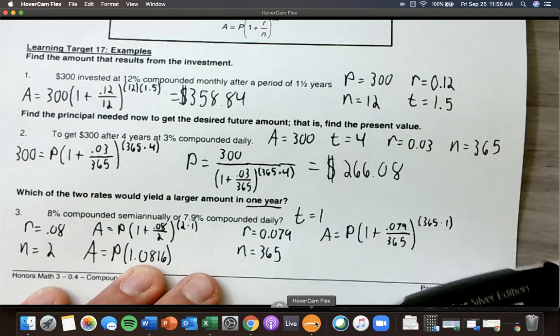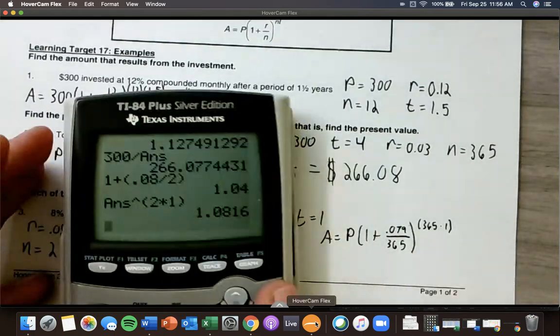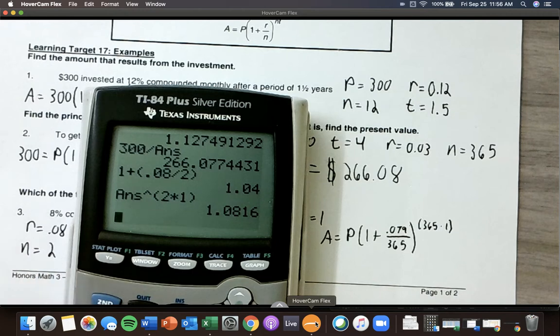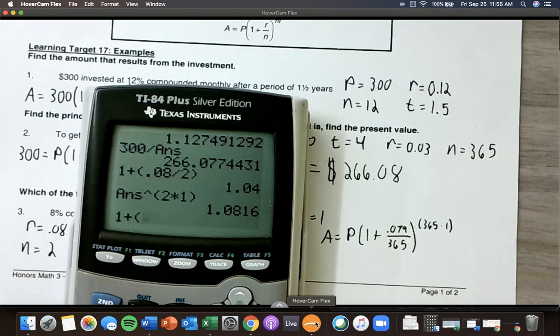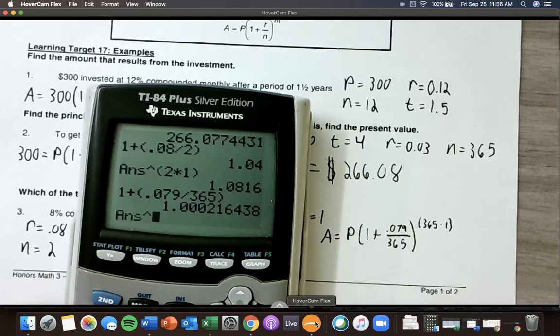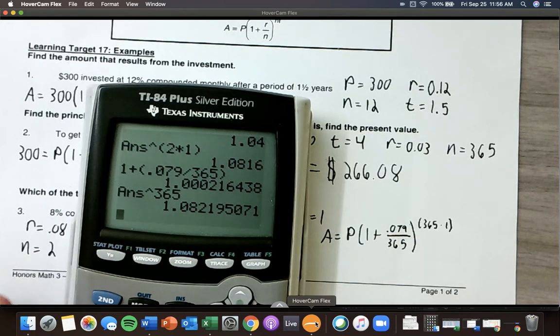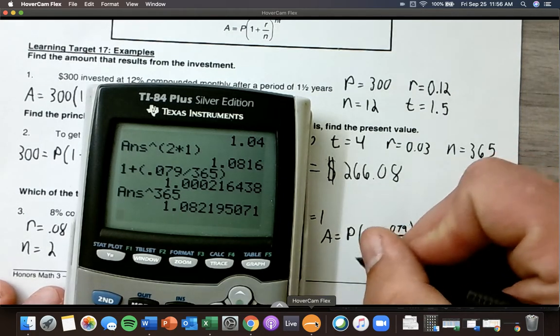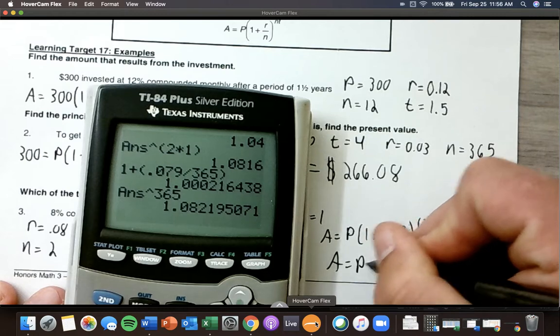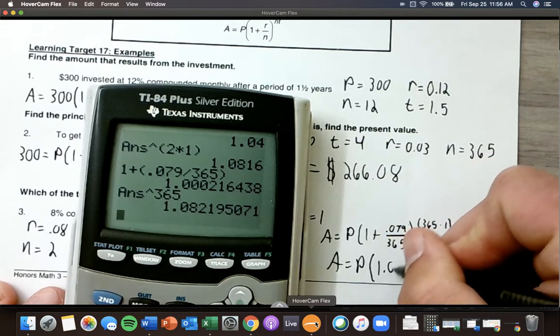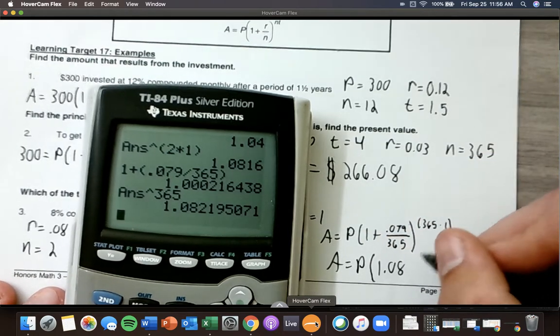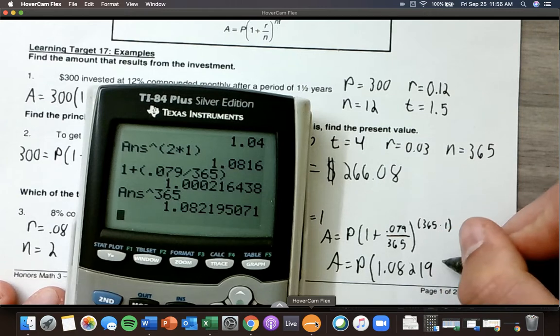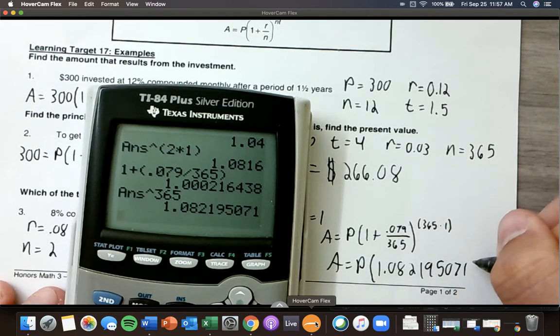All right, so again, we just plug it into our calculator here. Right here we have 1 plus 0.079 divided by 365, and that's all raised to the 365. All right, so in this one we get A equals P times 1.082195071, right? And we'll just write it all out.